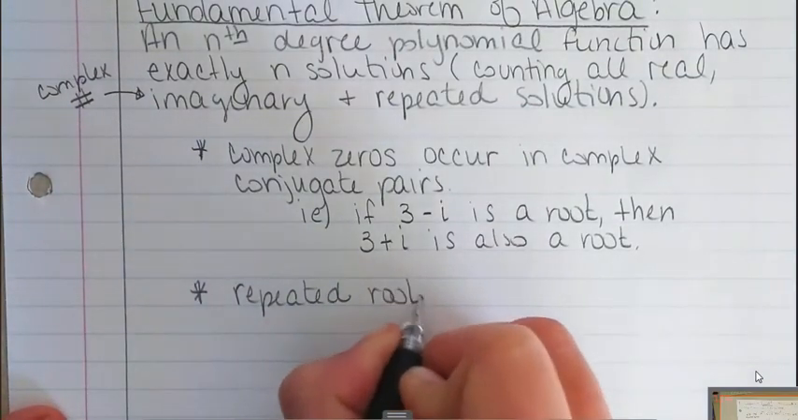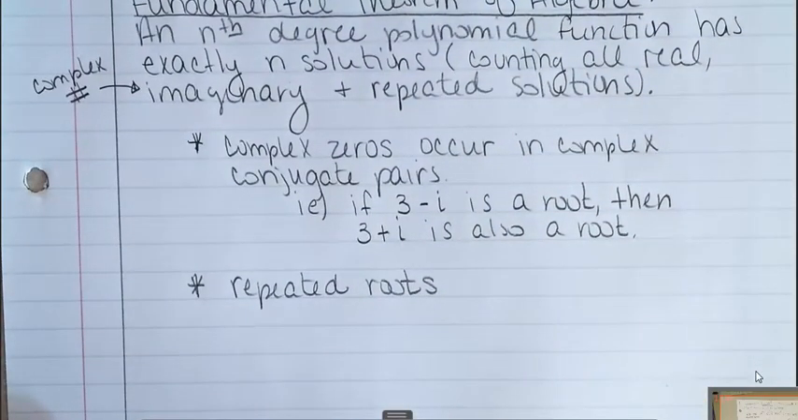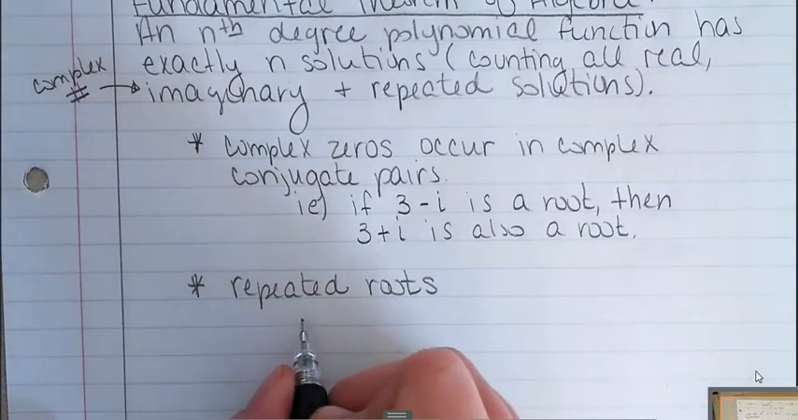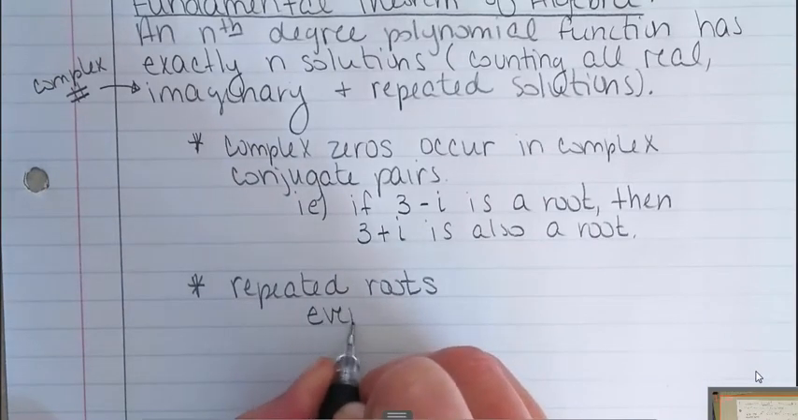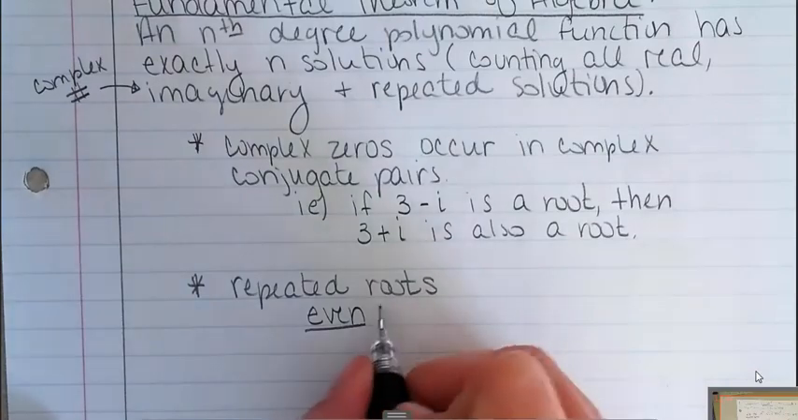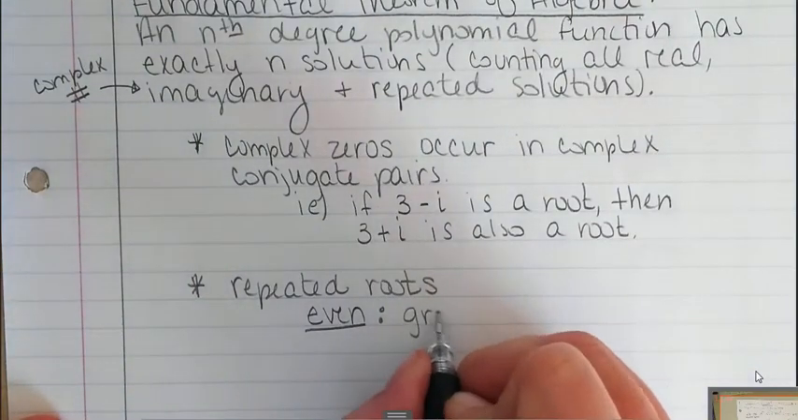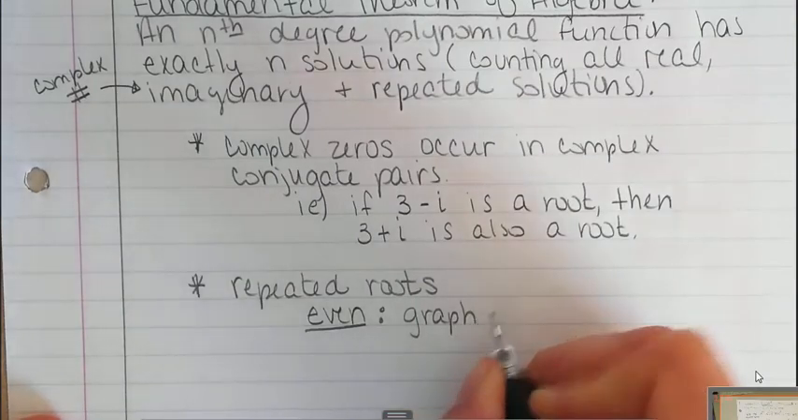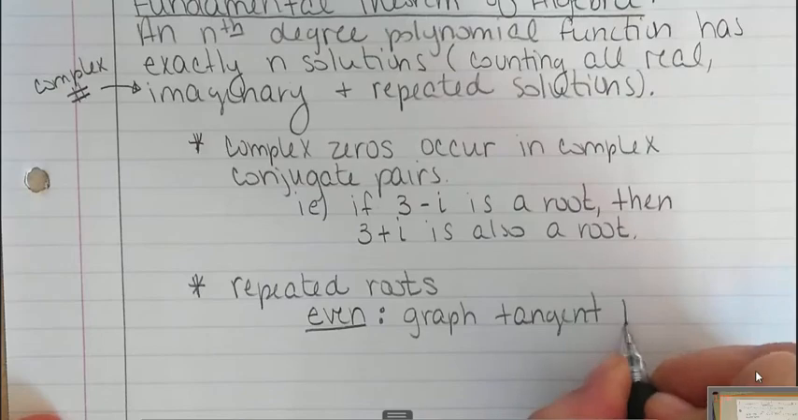Okay? You're also going to need to deal with repeated roots. And I've been alluding to this. But repeated roots are things where we have like x squared or maybe (x minus 3) cubed. Okay? So there are 2 types of these. The first one is if it is even. If we have an even repeated root, then we know that the graph will be tangent to the x-axis.